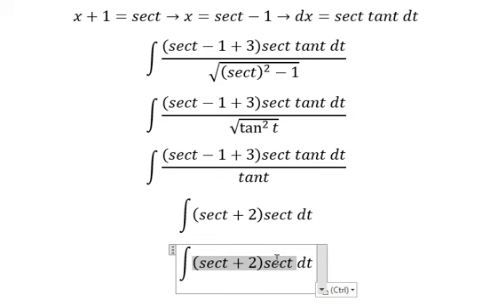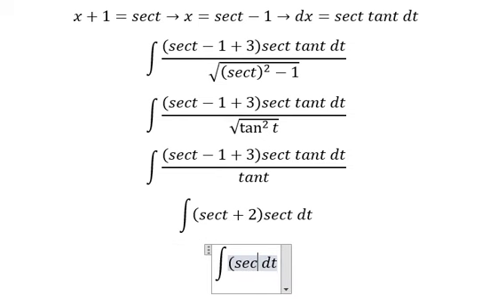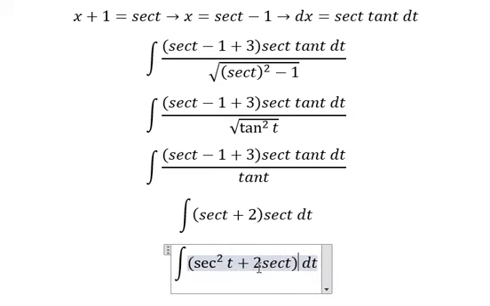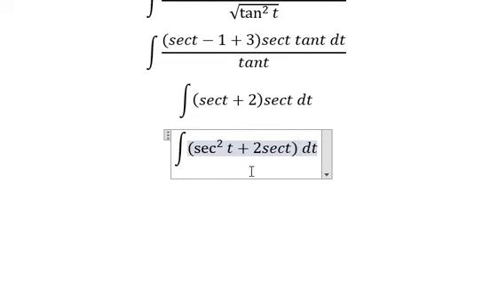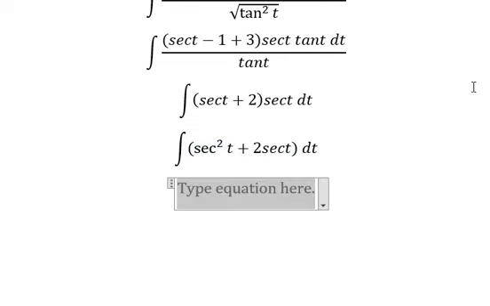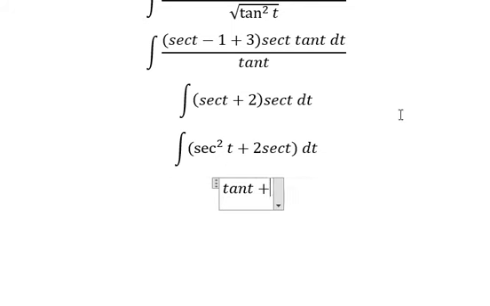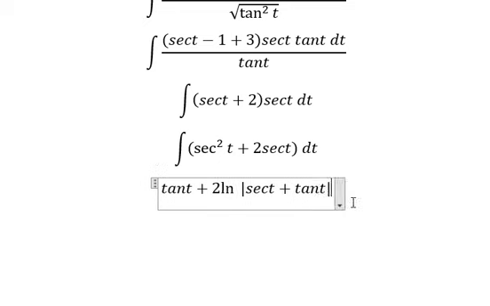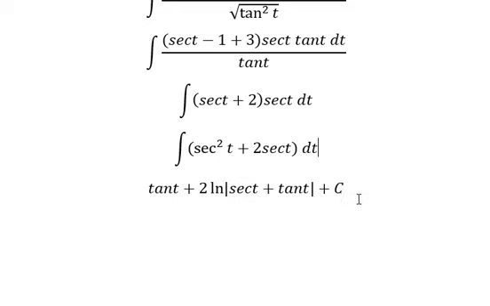So we have secant of t squared plus 2 secant of t. The integration of secant of t squared we change for tan t. This one we have 2 ln of the absolute value of secant of t plus tan t, and we put c.